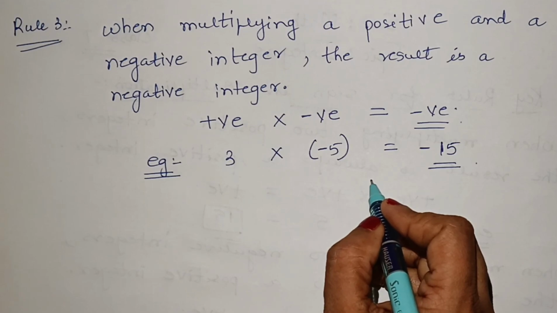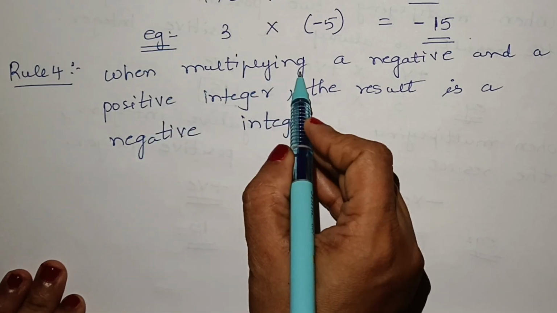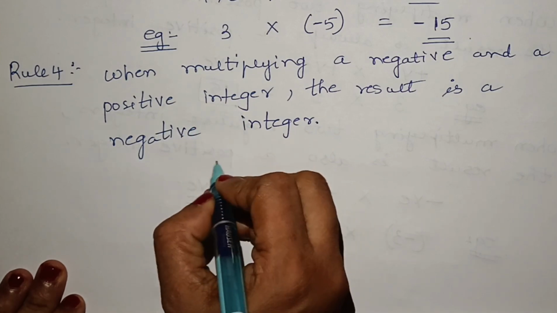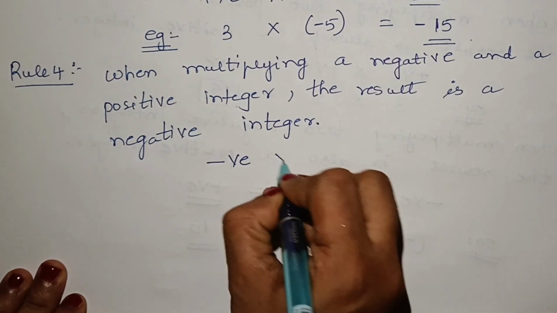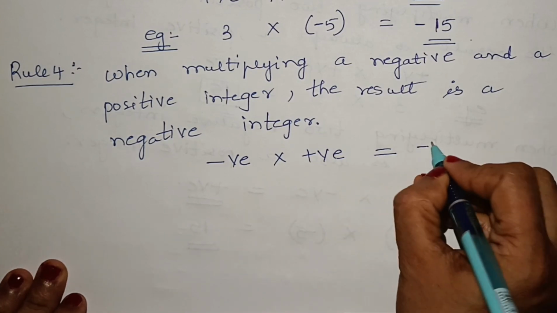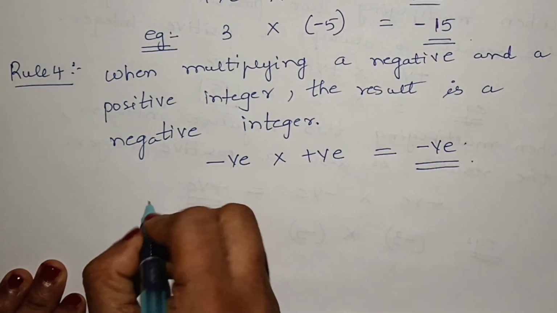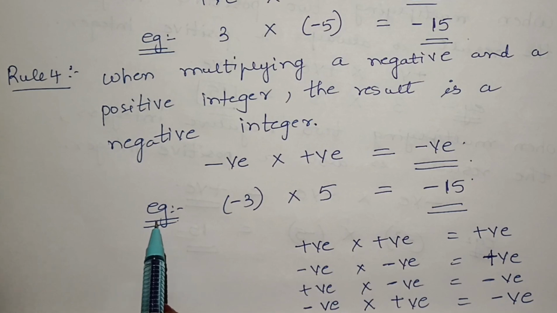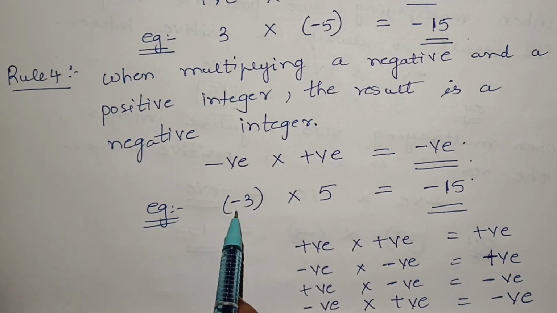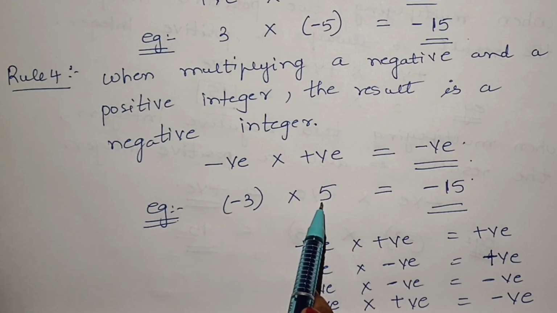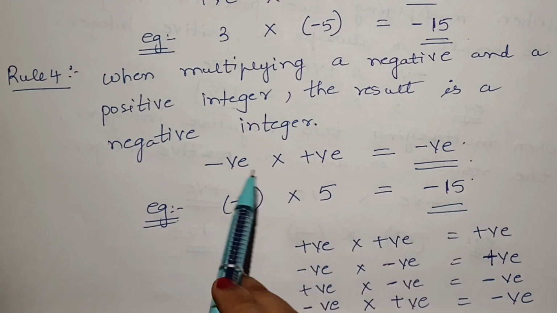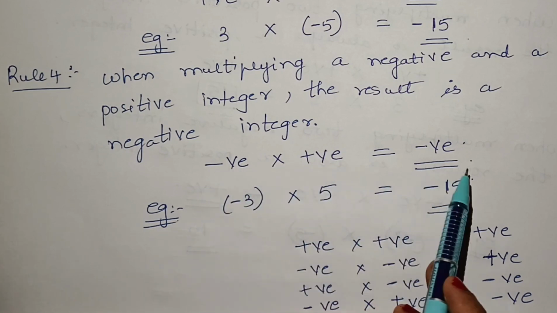Now rule 4. When multiplying a negative and a positive integer, the result is a negative integer. Now let's see one example. Minus 3 into 5. Minus 3 is a negative integer multiplied with a positive integer. So the result is minus 15. So minus into plus gives negative.